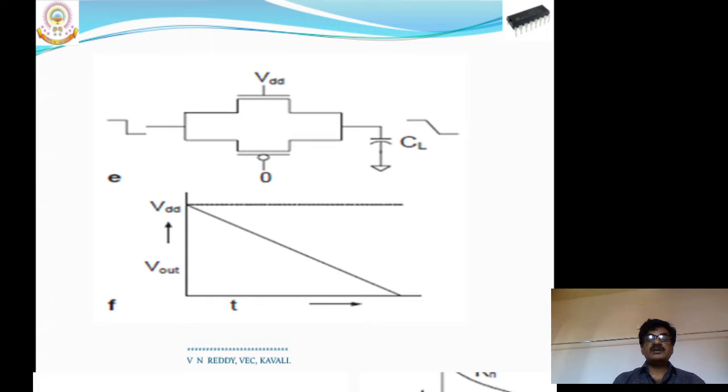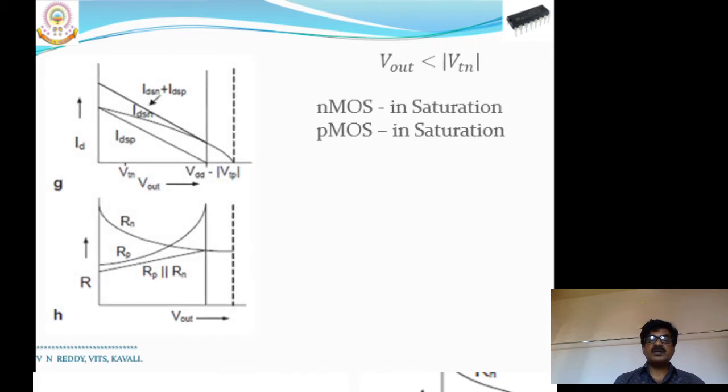Okay, so here what happens is the input voltage comes to 0 very fast, but the output may not come to 0 very fast, because the capacitance is very large. So a falling ramp you can see at the output, right? Now see the operating regions of the NMOS and PMOS transistors with reference to the output voltage.